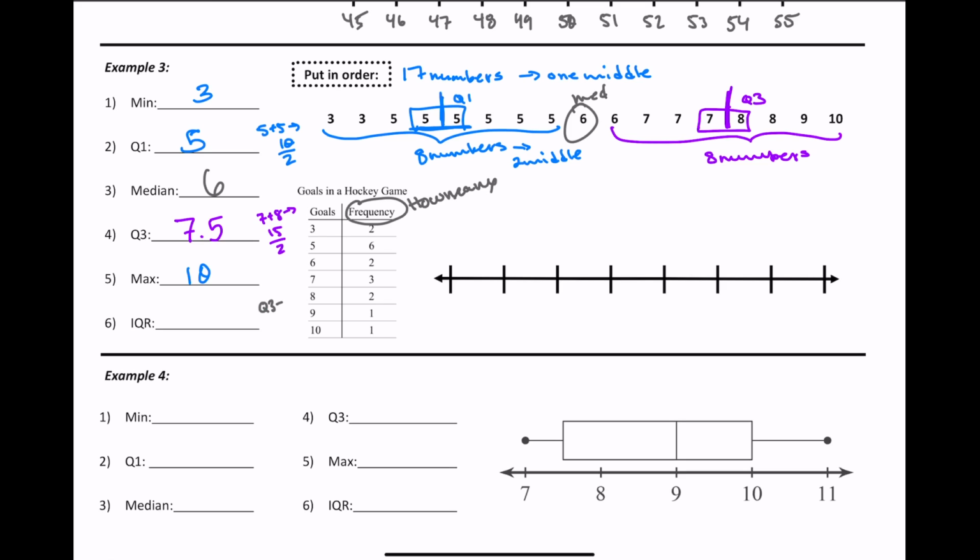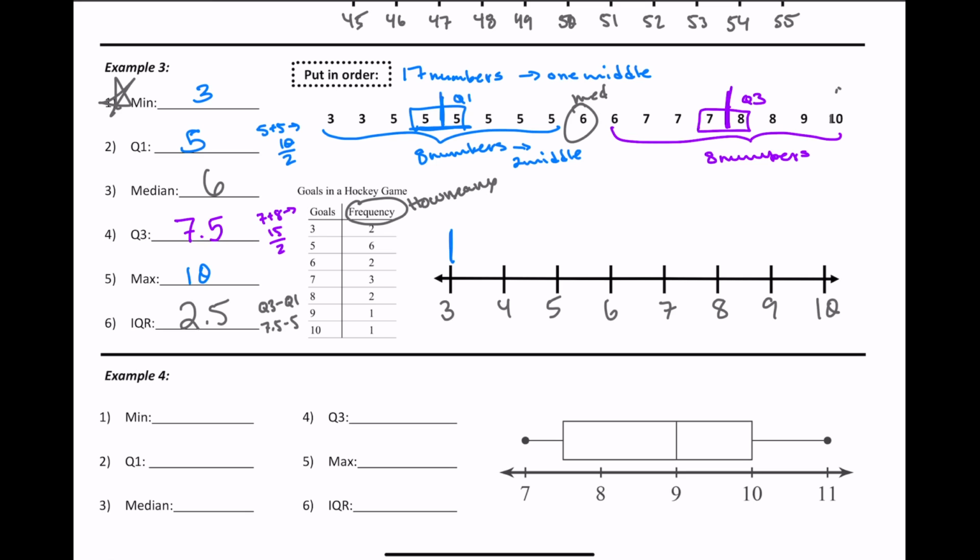My IQR is going to tell me how big my box is going to be in my box and whiskers. So I have 7.5 minus 5, which gives me 2.5. I'm going to start filling out my number line here, starting with my minimum of 3. So 3, 4, 5, 6, 7, 8, 9, and 10. My minimum in this case is a 3, so I'm going to draw a line there.